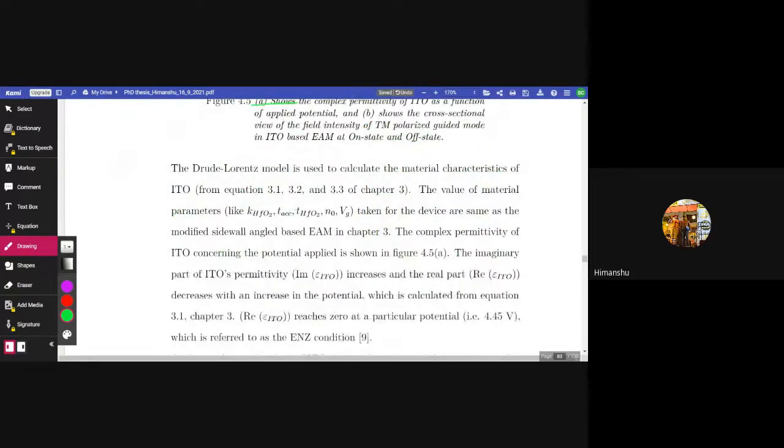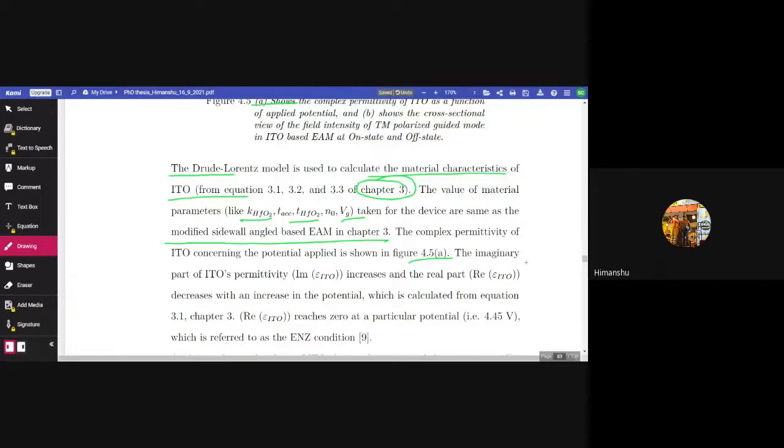So yeah, next, the Drude-Lorentz model is used to calculate the material characteristics of ITO from equations 3.1, 3.2, and 3.3 of chapter 3. The values of material parameters like KHFO2, THCC, THFO2, and NOT, and VG taken for the device are the same as the modified sidewall angle based EM in chapter 3. The complex permittivity of ITO concerning the potential applied is shown in figure 4.5a.